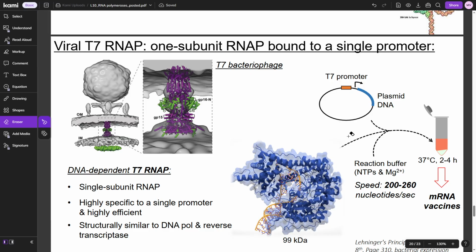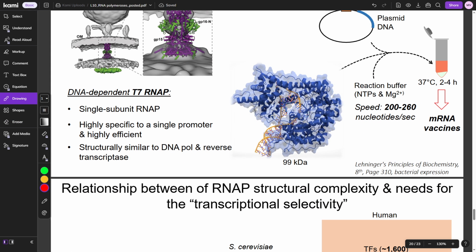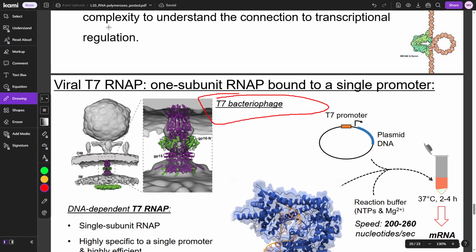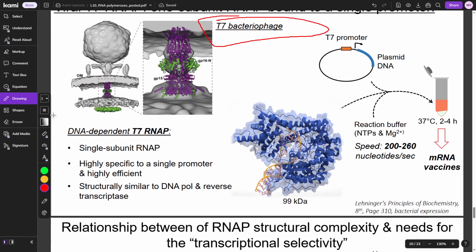Viral T7, I believe, is called T7 polymerase, if I'm not mistaken. T7 polymerase is a one-subunit RNA polymerase, and it binds to a single promoter. It is a bacteriophage RNA polymerase, and it is extremely efficient, like twice as fast as most other polymerases. What you should know is that it's highly specific to a single promoter, so it won't bind to anything else.